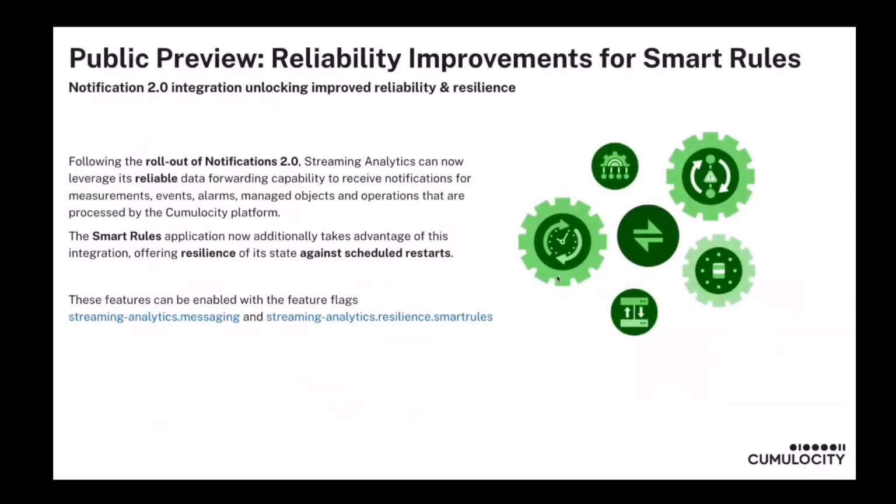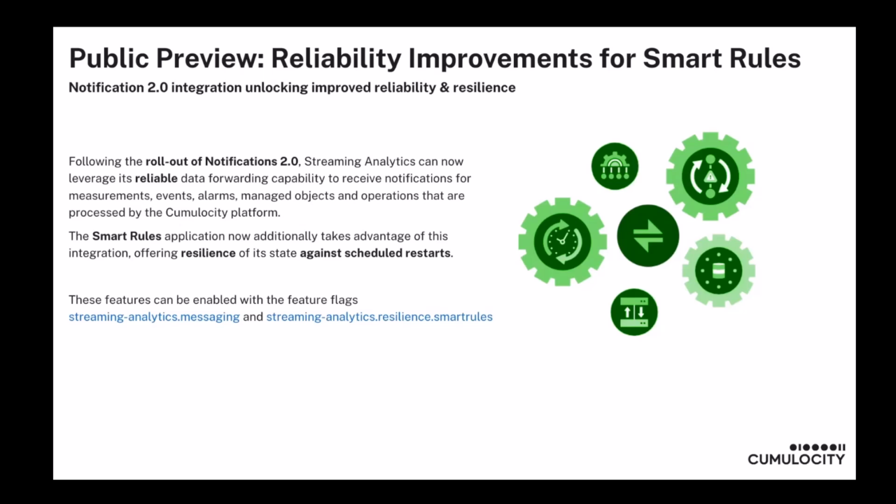Next to the analytics rules, the other public preview that I wanted to make you aware of is related to reliability improvements for smart rules. So following the rollout of the Notification 2.0 interface, Streaming Analytics has now also been set up to leverage the mechanism of Notifications 2.0 and its reliable data forwarding capabilities to receive notifications, measurements, and all of that, in such a way that they are accepted more reliably.